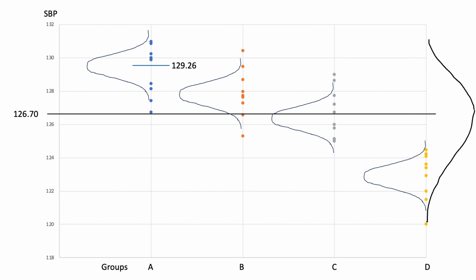Now, Group A has a mean of 129.26, Group B has a mean of 127.86, Group C has a mean of 126.63, and Group D has a mean of 123.06. So now you can observe that there is not only one overall mean, but there are four group-based means too.